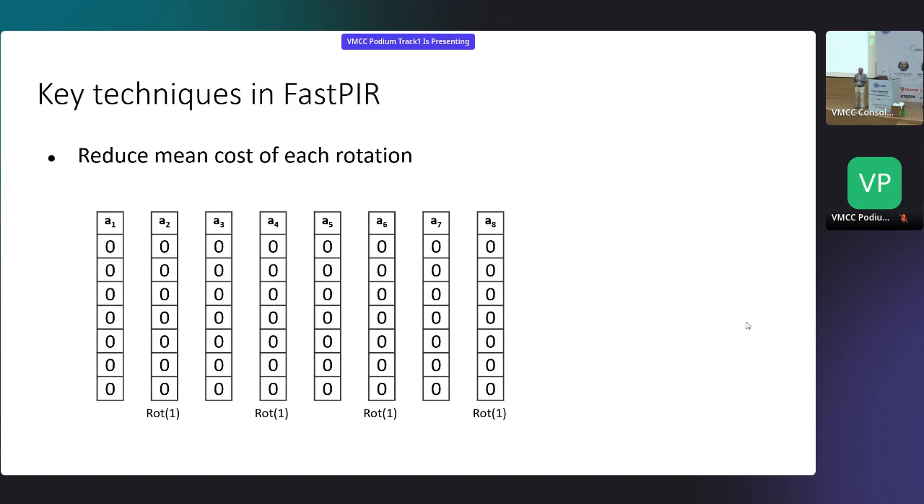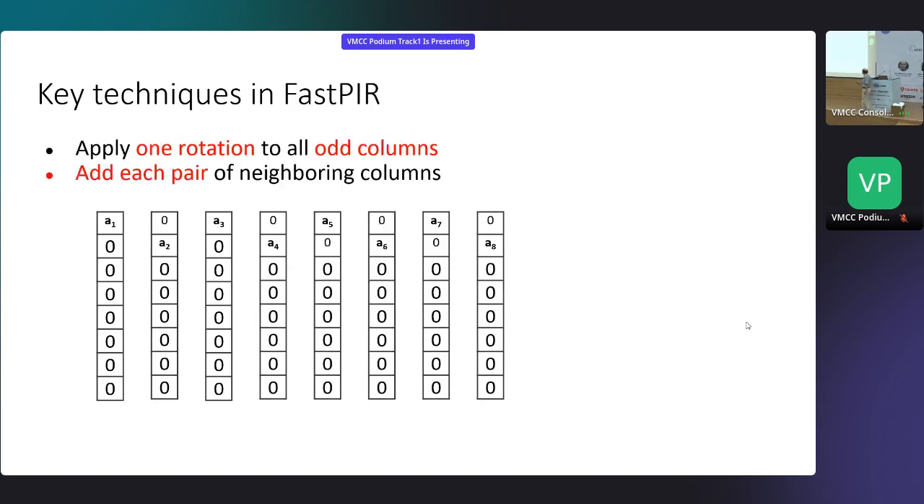Each of the odd ones, rotate by one. Or it looks like the even, yeah? So rotate this one, rotate this one, rotate this one, rotate this one. Each other one, rotate by one. Now, remember, rotation is the challenge. Addition isn't such a challenge.